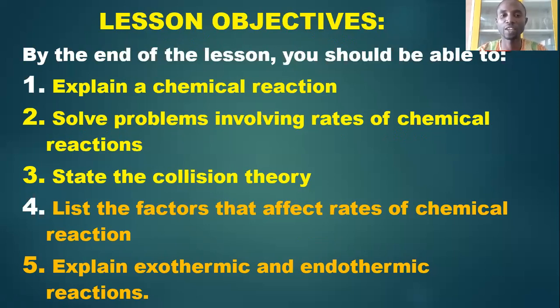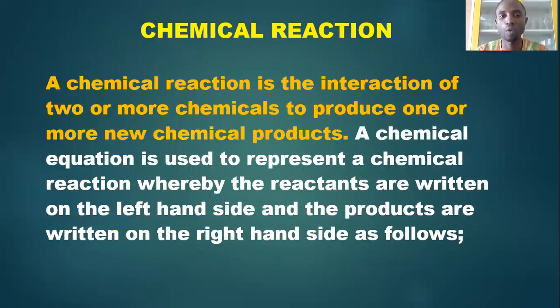We are going to be taking them one after the other, and we'll begin with what chemical reaction is, first of all. What actually is chemical reaction? A chemical reaction is the interaction of two or more chemicals to produce one or more new chemical products. When there is an interaction between two or more chemicals, it produces a new product. It could be one, it could be two, depends on the reactant. A chemical equation is used to represent a chemical reaction, whereby the reactants are written on the left-hand side and the products are written on the right-hand side, just as this.